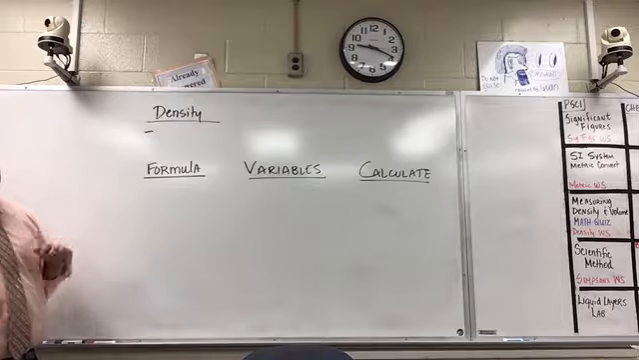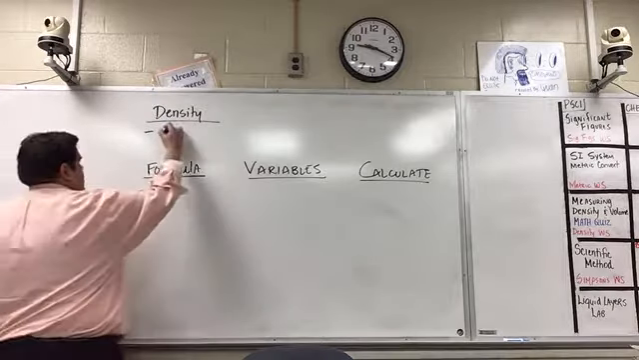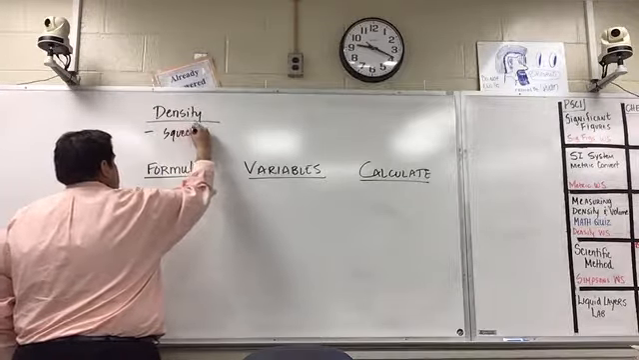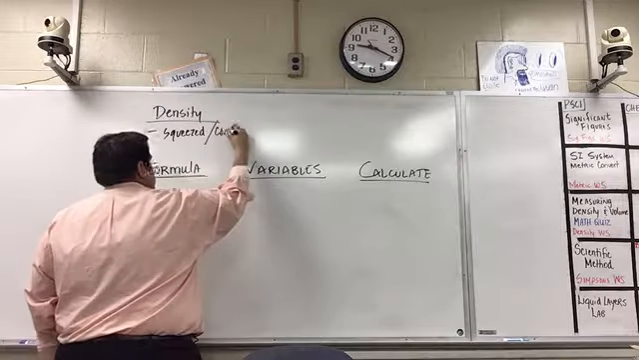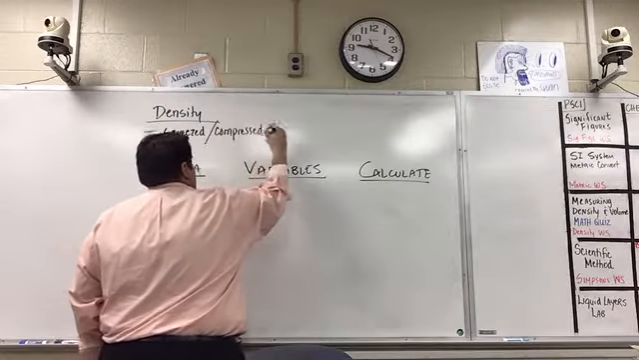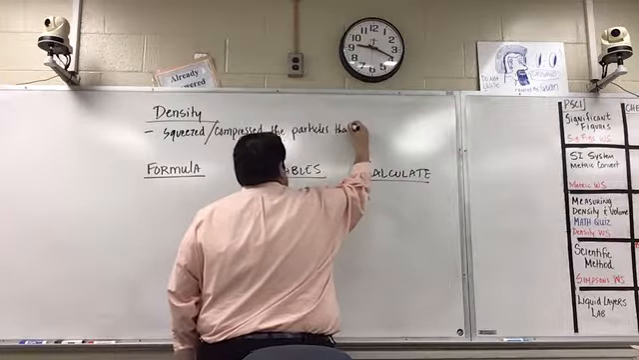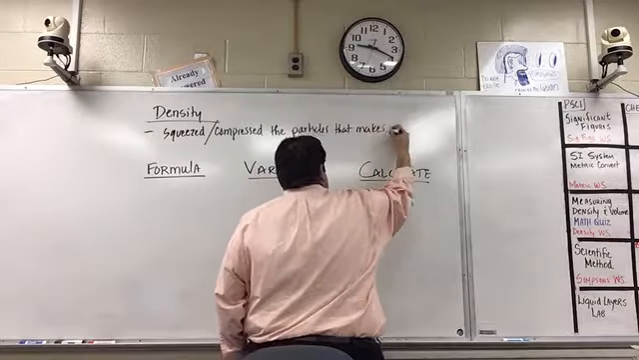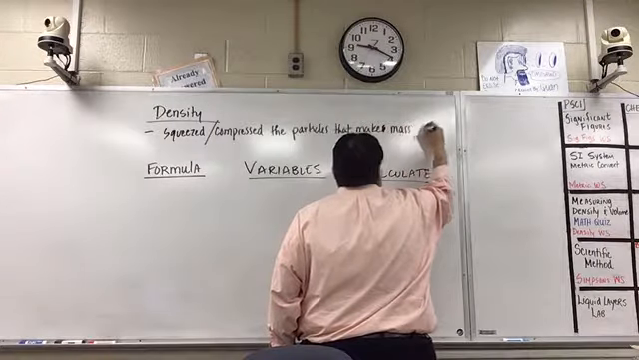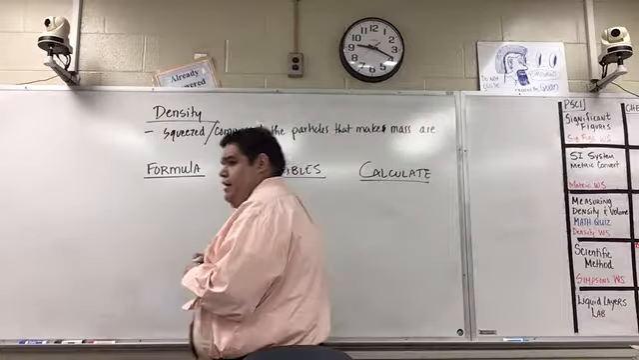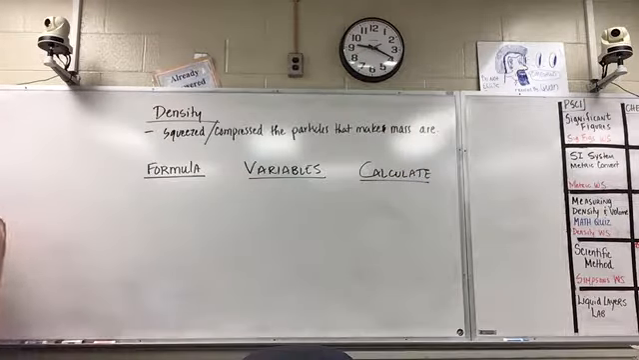Now, real quick, density. When we talk about density, we talk about how squeezed or compressed the particles that make mass are. Remember we said everything's made of stuff? Because all things have matter, so therefore all things have mass. Well, how squeezed together that stuff is, compressed, that determines density.